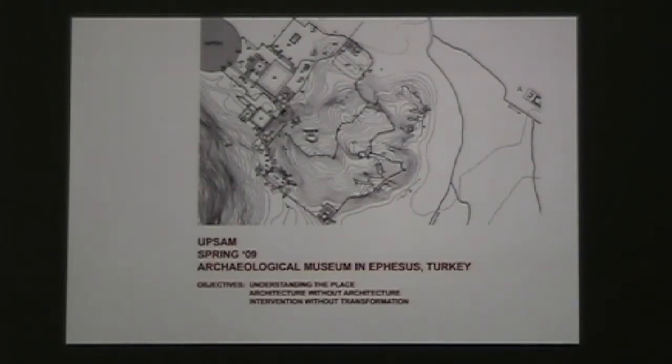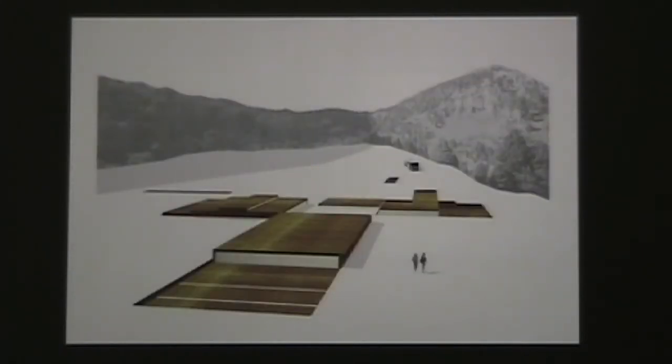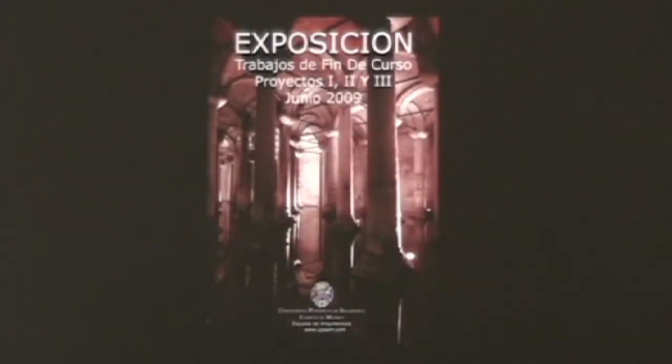Then the spring 2009, we were still working in Turkey, but in this case they had to design an archaeological museum in Ephesus. So they had to understand the place, think about architecture without architecture, and how to intervene in the site without transforming it. This is a panel for the exhibit at the end of the course.